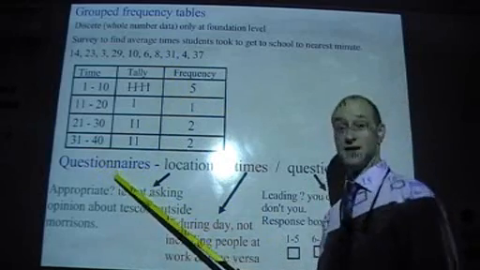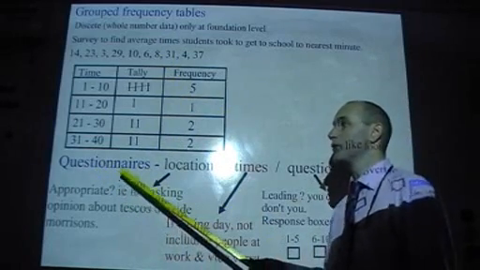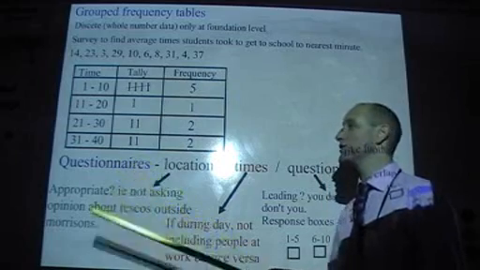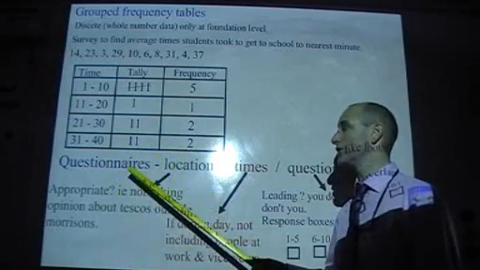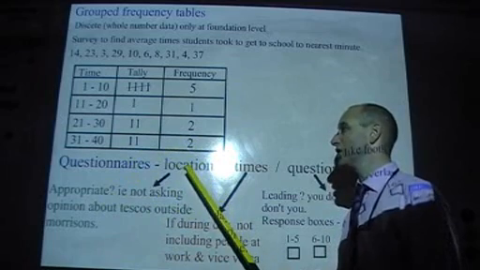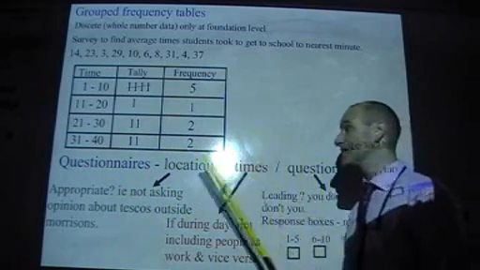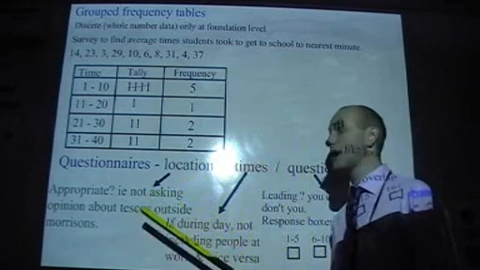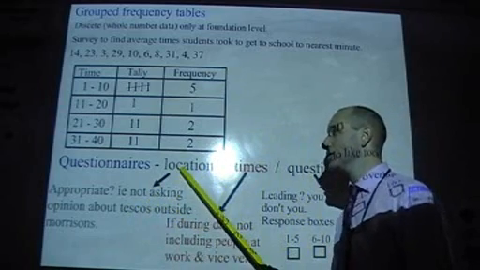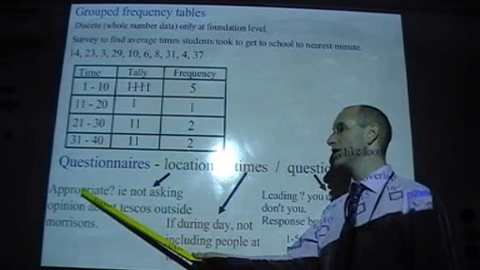Questionnaires. Now, in the exam, they'll say someone wants to do a questionnaire, and they'll give you a scenario. They'll give you a situation that a person is in, and they'll mention a location, a time, and the question. And generally, there's something wrong with most of these, and you just have to improve upon what they're doing. The location, is it appropriate?